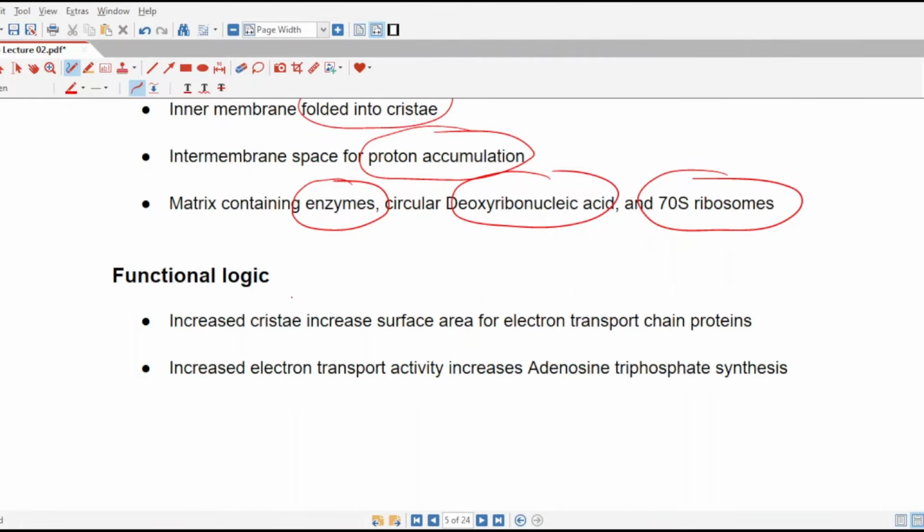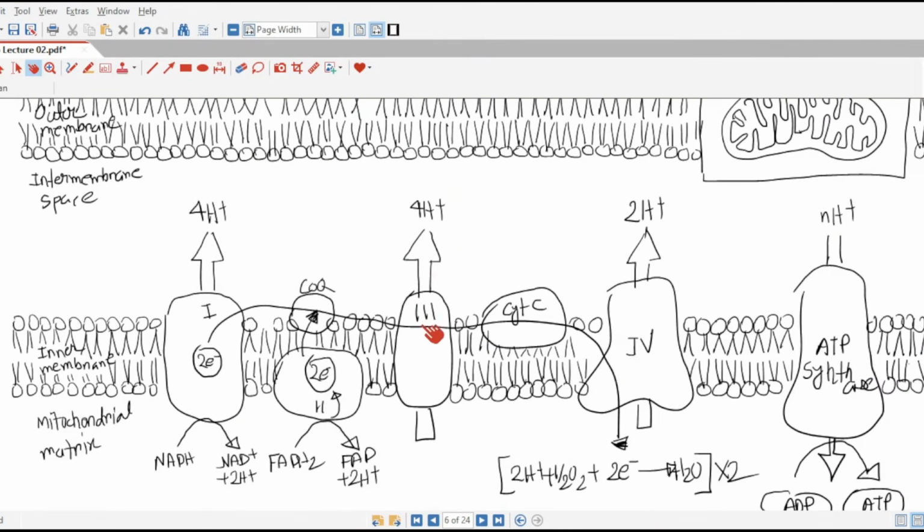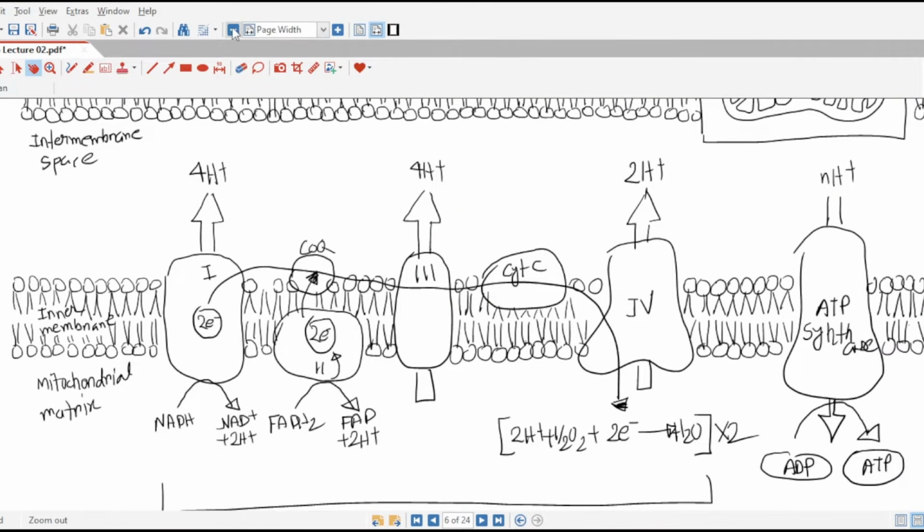Why is there cristae present in mitochondria? Because increased cristae will increase the surface area for electron transport chain proteins. We will understand this concept too. And the second logic is that electron transport chain, if increased, will also increase the ATP synthesis, which is very important for our metabolism. Okay, so this is the electron transport chain that we were talking about.